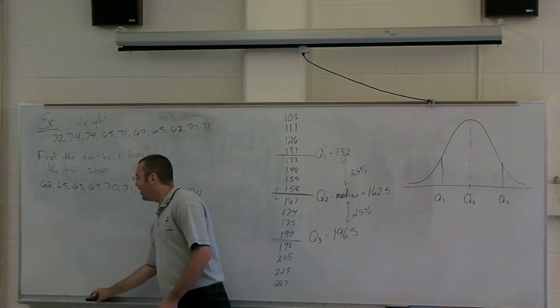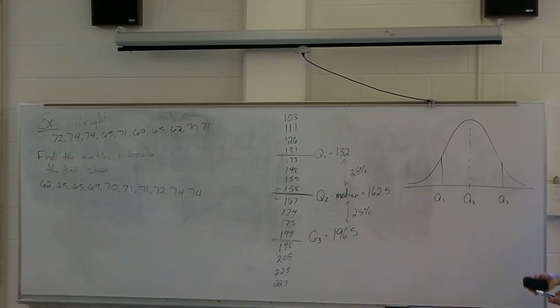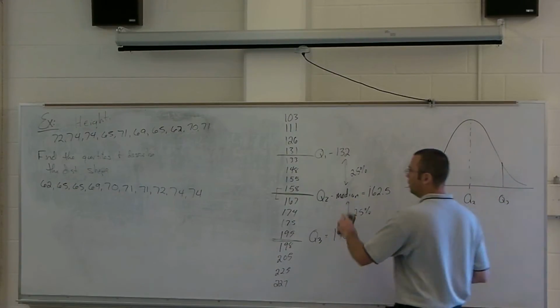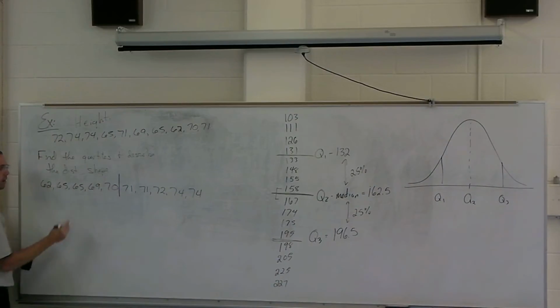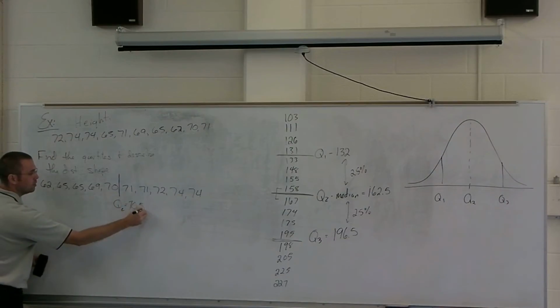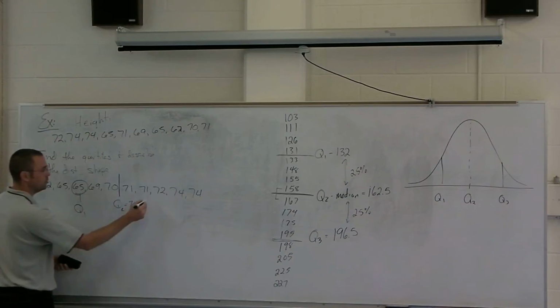Great. All right, first things first. Let's find the median of this data. What value is the median in this case? 70.5. Our median is going to be the halfway point, which splits the data, so our median would occur right there. Q2 is 70.5. Now let's find Q1 and Q3. Q1 in this case is 65. And our Q3? 72.